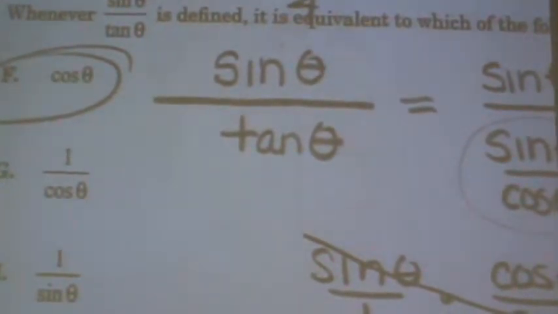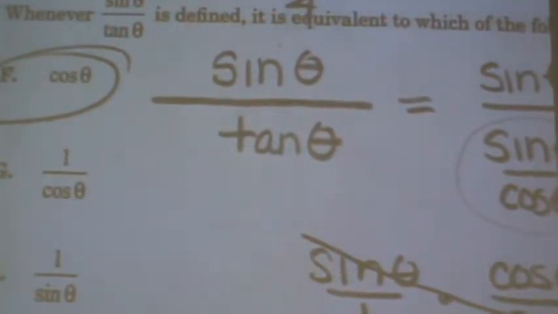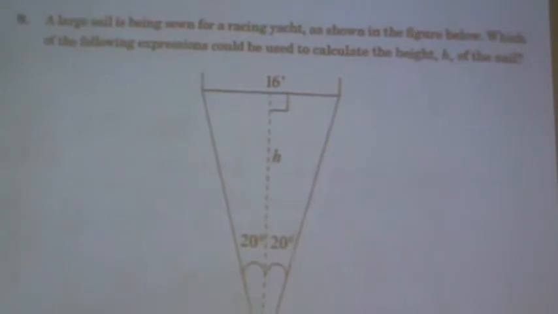Okay, number 9. A large sail is being sewn for a racing yacht, here's our picture. Which of the following is an expression that you could use to calculate the height h of the sail? So you've got this triangle right here, and I'm going to redraw it. So this is h, this is 20 degrees, they gave it to you. What would this side be?